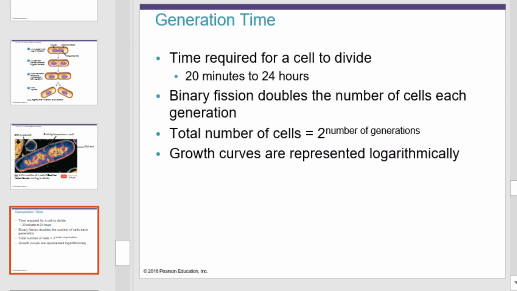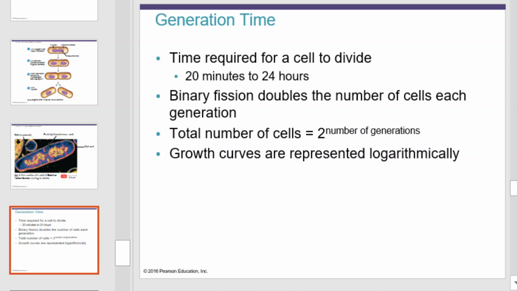Generation time. Generation time is the time required for a cell to divide. Now, there's no set generation time that applies to all microorganisms. As a kind of a standard, most bacteria have a generation time of anywhere from 20 minutes to 24 hours. Binary fission will double the number of cells in each generation. So to calculate generation time, you take the total number of cells and basically multiply that times 2 raised to the number of generations that have occurred.